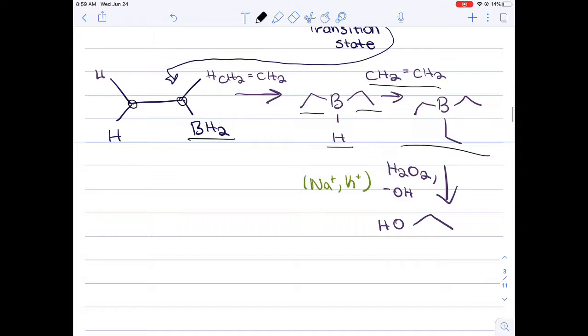So then after that, now is the oxidation aspect of the reaction. So you're going to use H2O2, then you're going to have an OH ion. It can come from NaOH or KOH. Those are the most common ones. And you'll end up with this product.